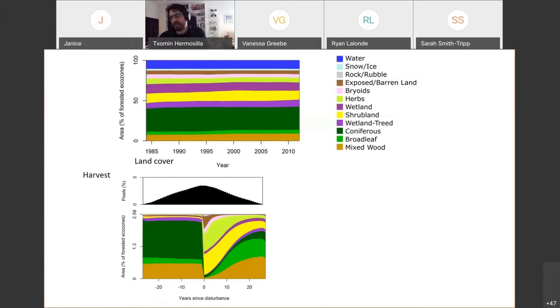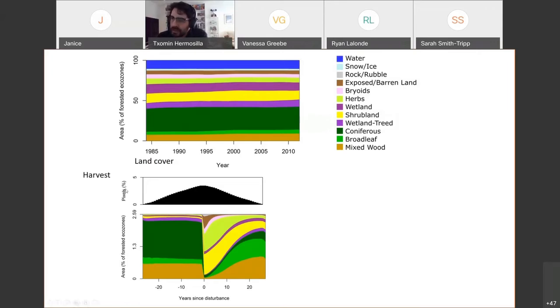So what we did is we went away and we mapped the distribution of the land cover before and after the harvesting events, and we plotted them based on the time. So year 0 is when the change happened, and for every single change, we went back and forth, after and before the disturbance.